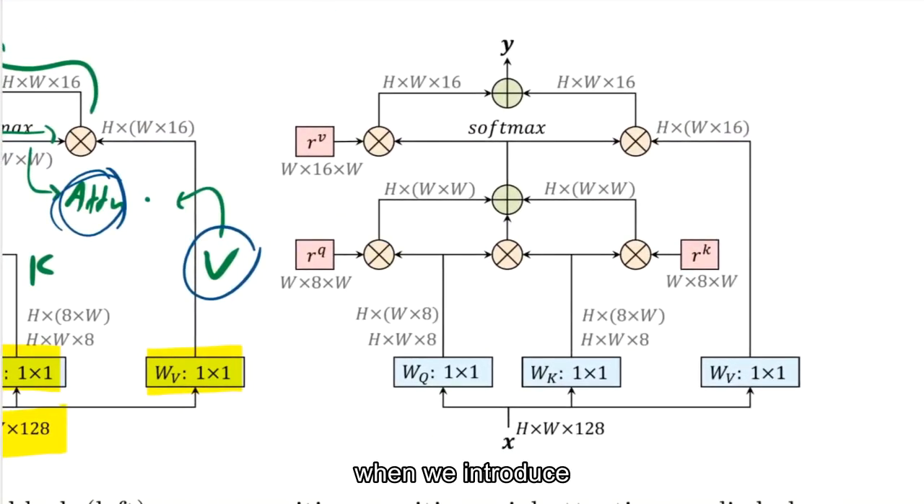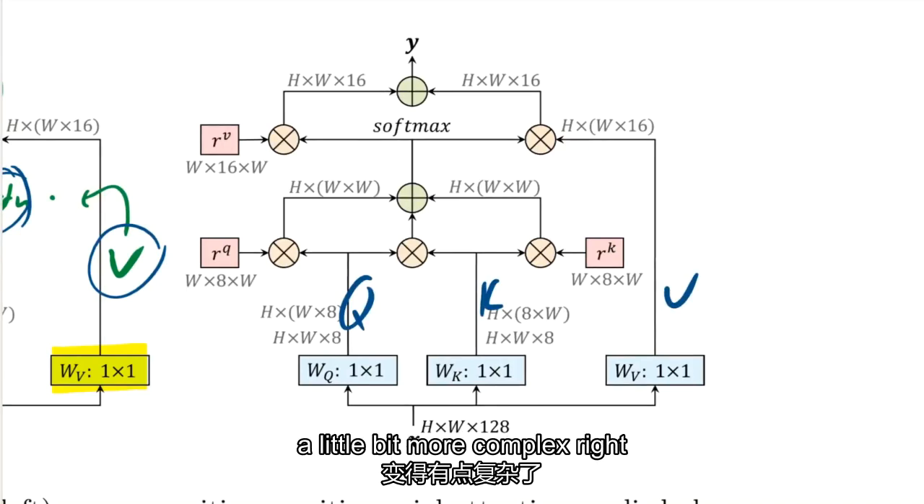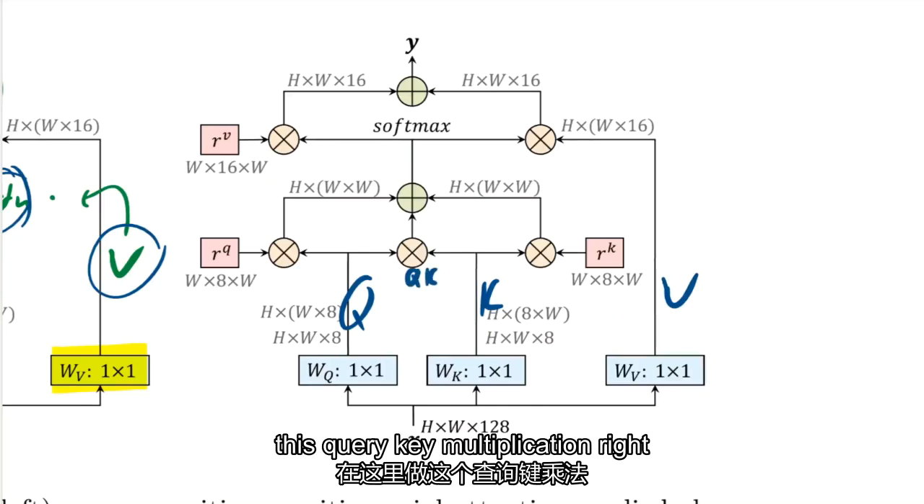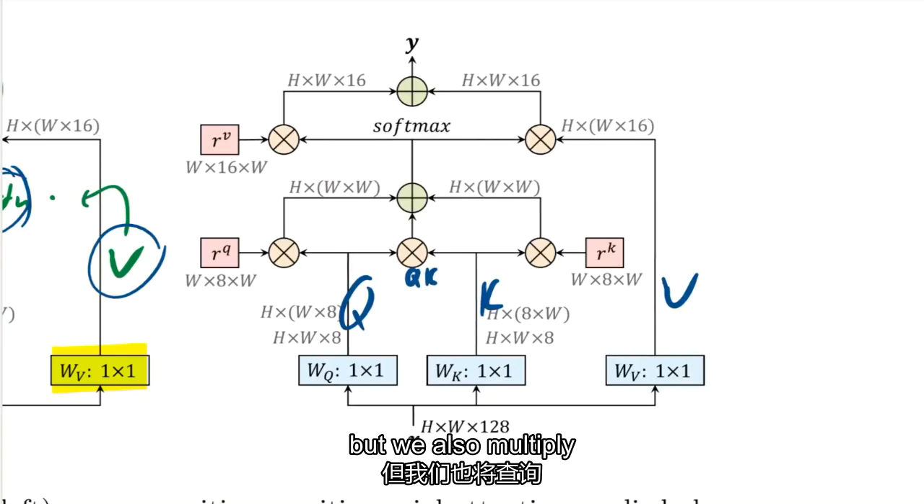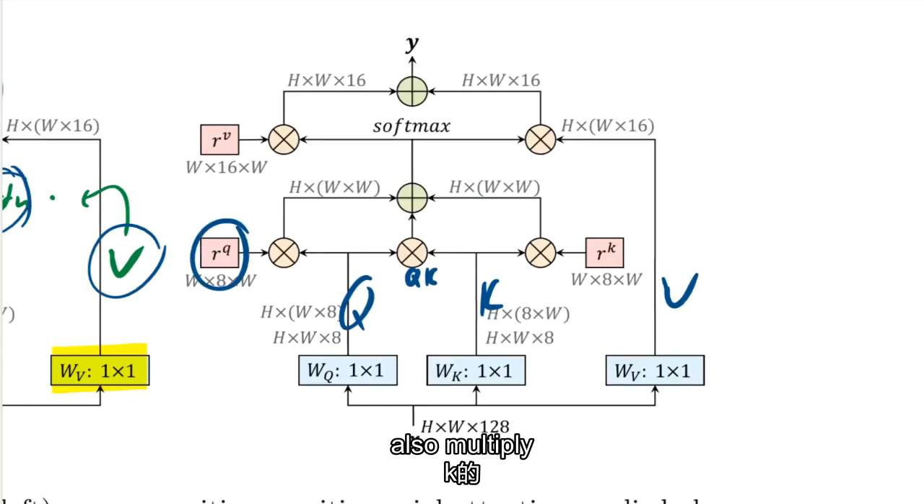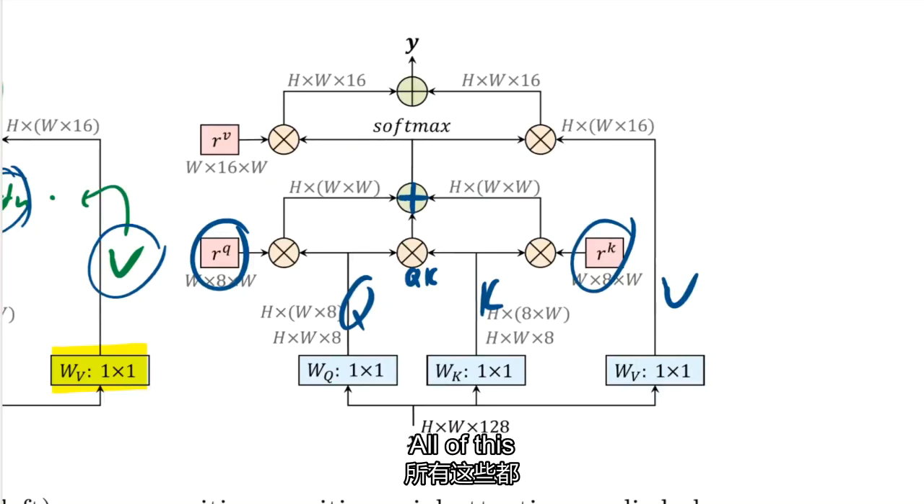In contrast, when we introduce these positional encodings, you can see right here, again, we have query, key, and value. Now, it gets a little bit more complex right here. Namely, we do this query key multiplication right here, but we also multiply the query by these positional embeddings for Q. We also multiply the keys by the positional embeddings for K, and all of this together, so this is a big plus right here, all of this together is routed through the softmax.